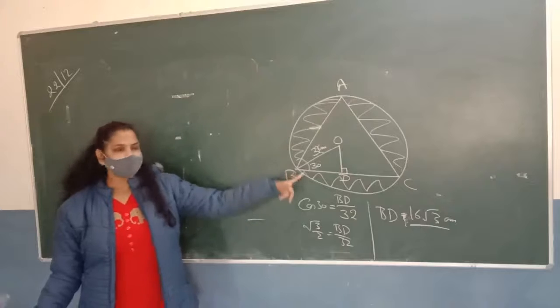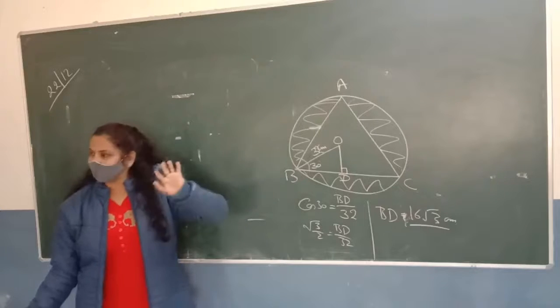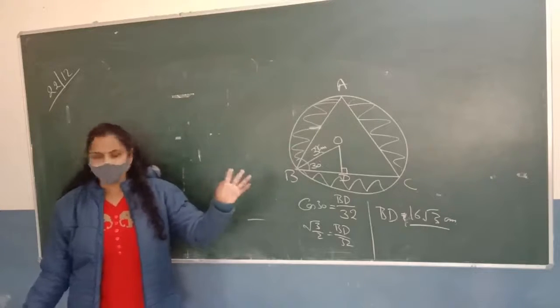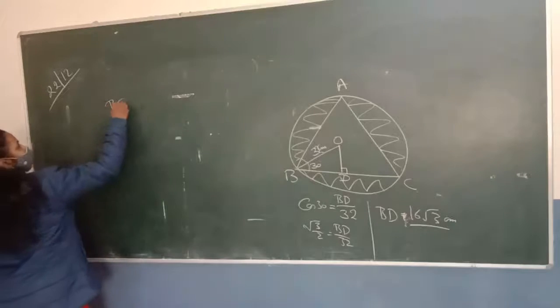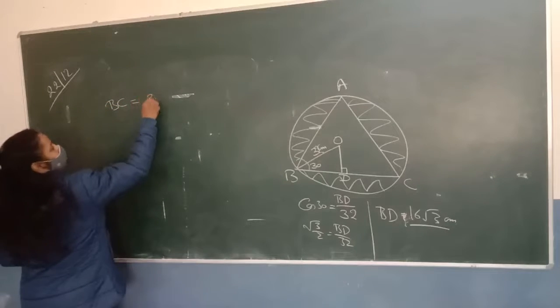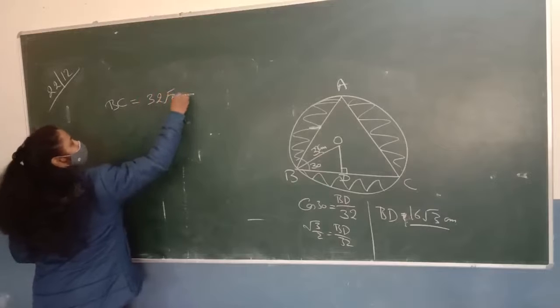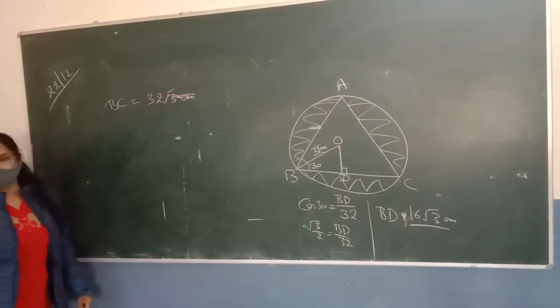Now we know the perpendicular bisects the base, so we can find the length of BC. It will be double. So what is the length of BC? BC is 32 root 3 centimeter. Now I think it is easy to calculate the area of the design.